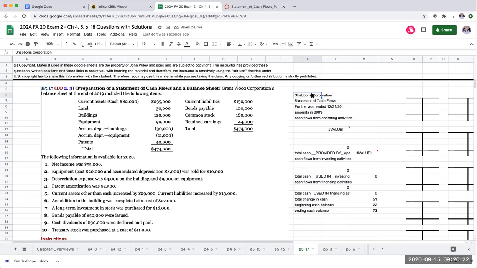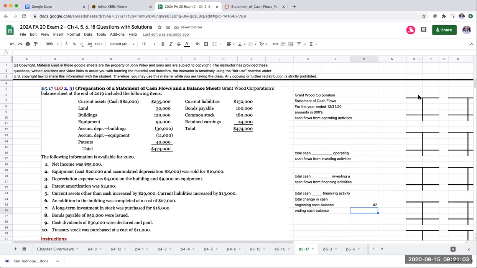So I'll get Grant Wood Corporation. Now the one thing we do know is that our beginning cash balance is going to be 82,000. So I know that my beginning balance was 82,000. My beginning cash balance is 82.